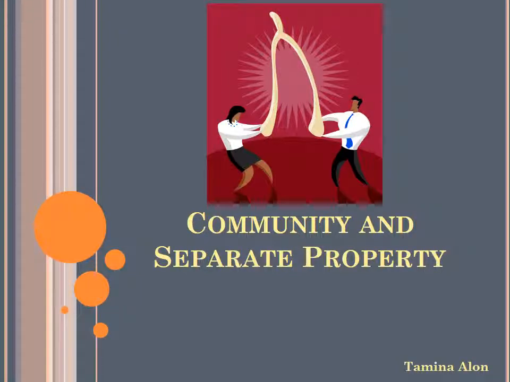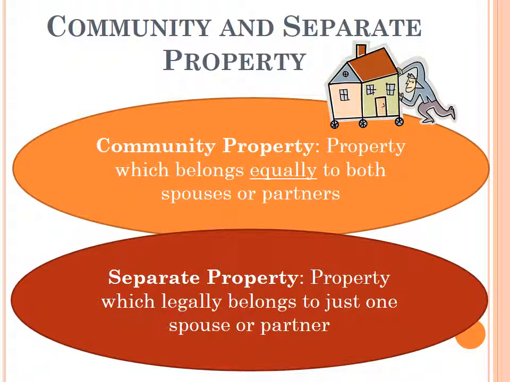Community and separate property. In this section, we discuss the assets and debt which are accumulated or spent during the relationship. Community property is property which belongs equally to both spouses or registered domestic partners. Separate property is property which legally belongs to just one of the spouse or one partner.